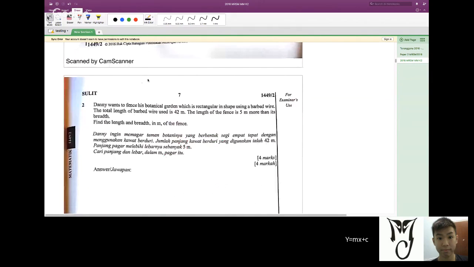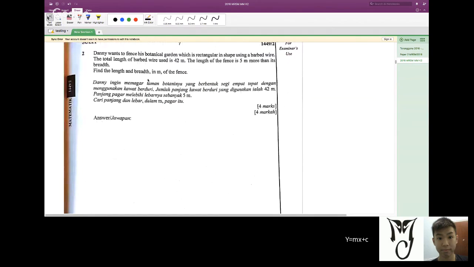Okay, so let's move on to the second question. Danny wants to fence his botanical garden, which is rectangular in shape, using barbed wire. The total length of the barbed wire used is 42 meters. So let me just draw out a rectangle. The length of the fence is 5 meters more than its breadth. Therefore, if I call the breadth x, the length should be 5 meters more than the breadth, so it will be x plus 5.